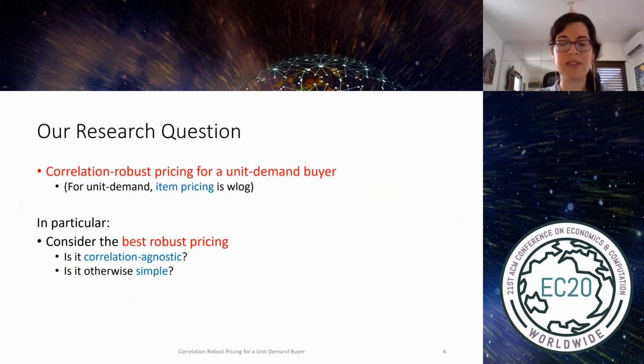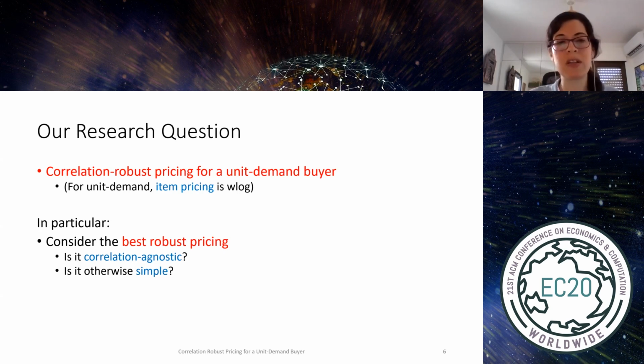Okay. Now, Carol's result for additive is very beautiful, and a natural question is, can we get something similar for unit demand? So our research question is to study correlation robust pricing for a unit demand buyer. We focus on pricing, the simplest selling mechanism, and for unit demand, we actually can only look at item prices. We don't need to bother with bundle prices anyway. Only one item is being bought.